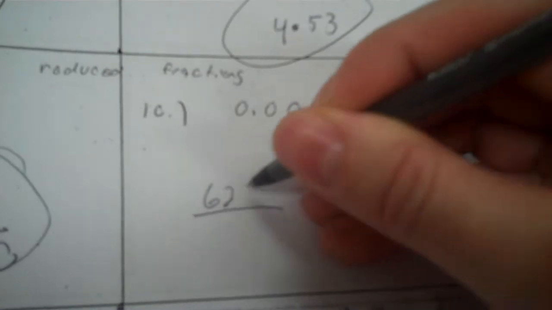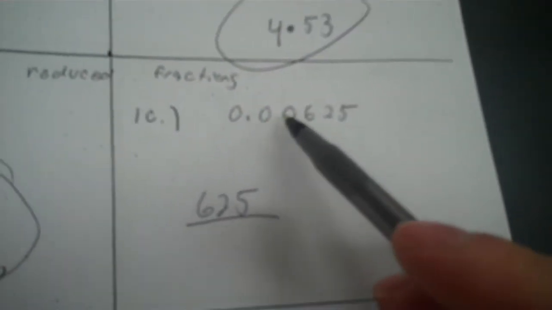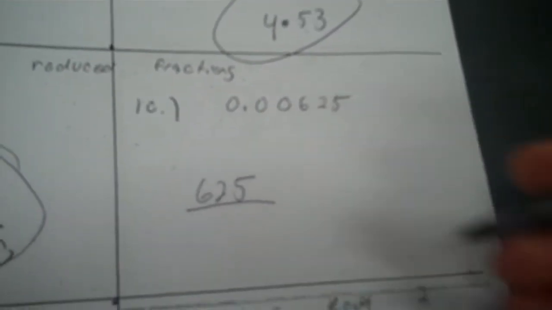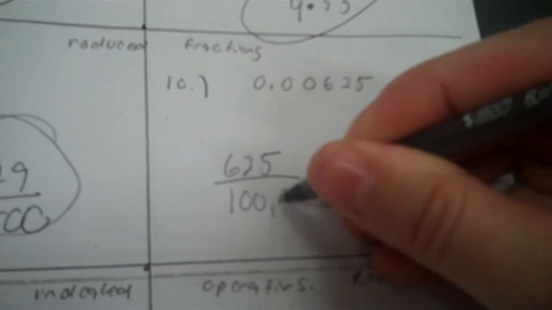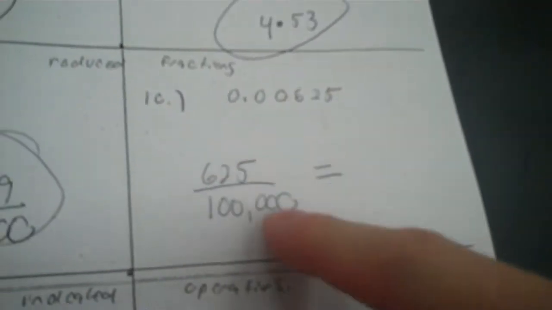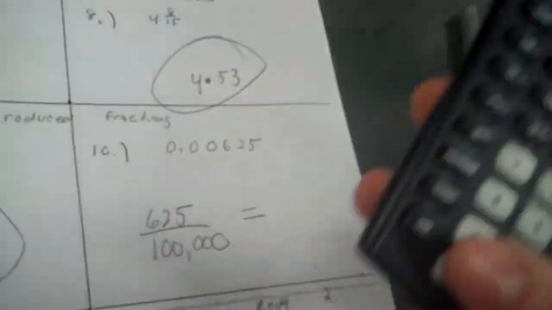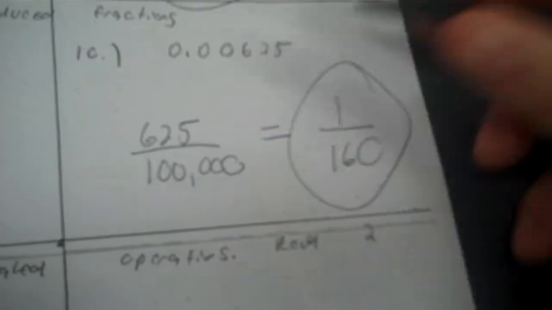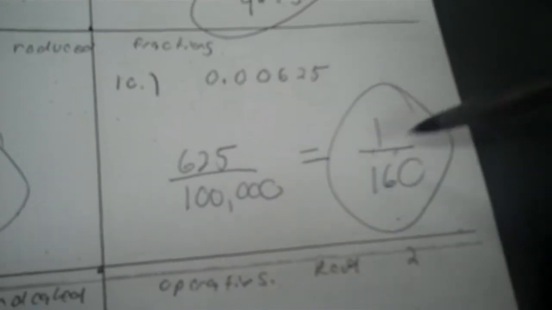Okay, now after the decimal you got 625. That makes the number 625. And then I have the tenths, hundredths, thousandths, ten thousandths, hundred thousandths. So it's 100,000. Now simplify that. Again, if you didn't have the ABC function, you would start by dividing them both by 5. And then you would see what you can do from there. But that's 1 over 160. Okay, this is the same as this. This is just in simpler form.